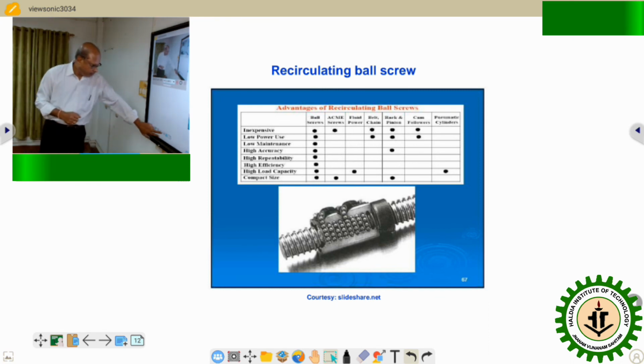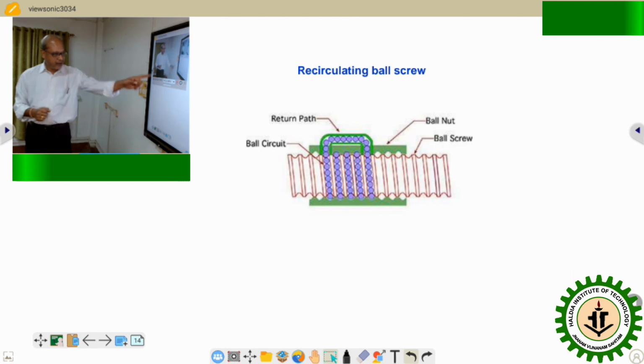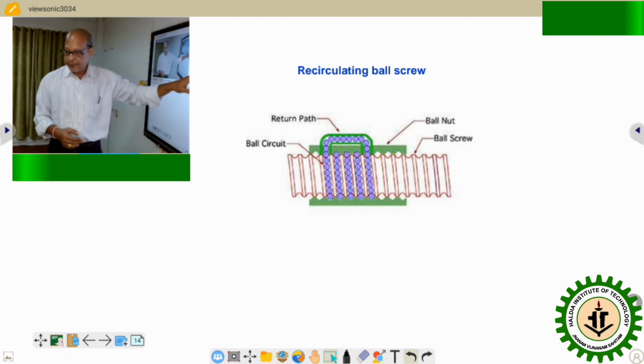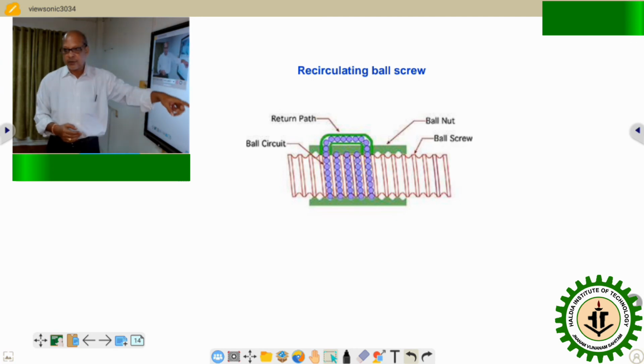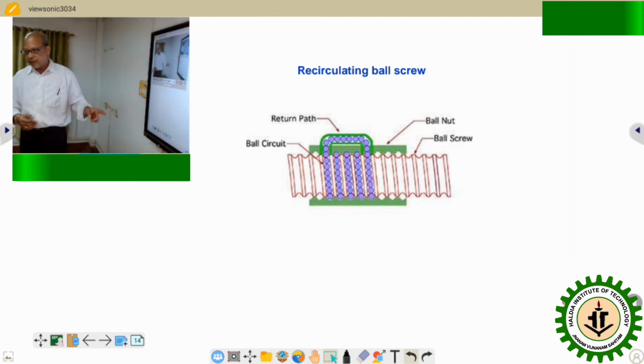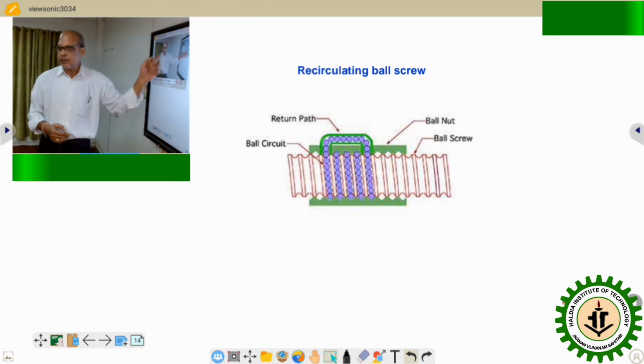This is another view just for your better visualization. Same arrangement. On one side it will start moving, and after following the helical grooves, it will be forced to follow the closed path. So that is how it will keep on circulating. That is why it is shown as recirculating ball screw.